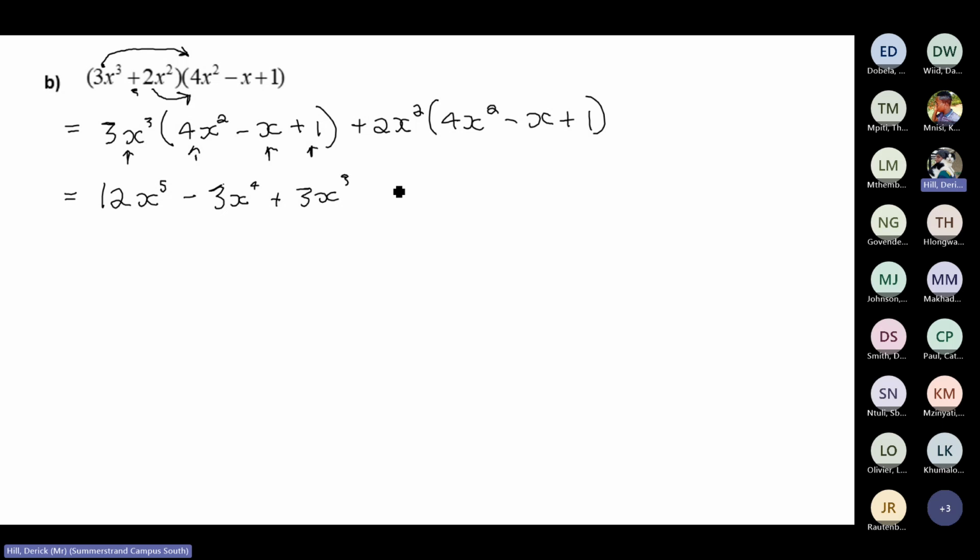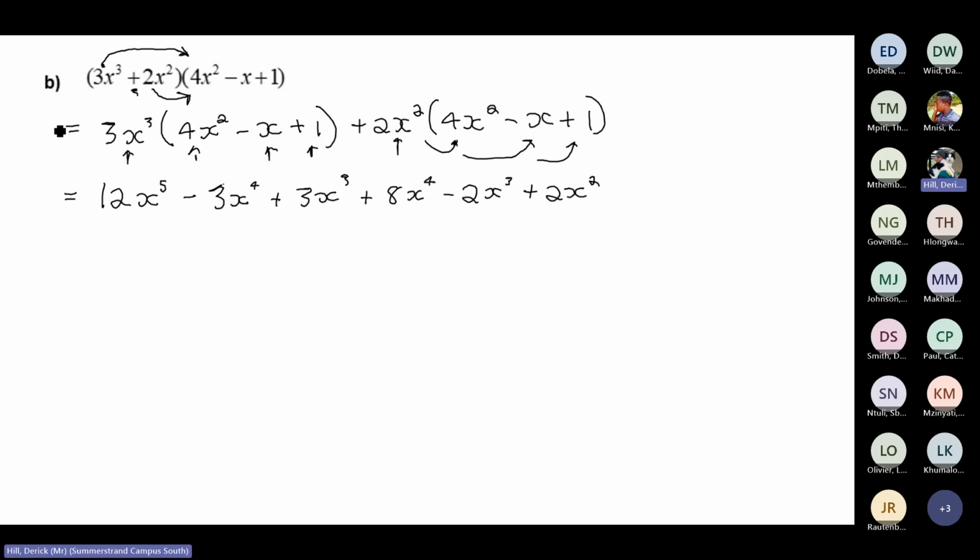Moving on to the next set of multiplications we have to do. We have 2x squared, and we want to multiply it by 4x squared, and then by minus x, and then by 1. So 2 times 4 gives me 8. x squared times x squared gives me x to the 4th power again. Minus 1 times 2 gives me minus 2. x squared times x gives me x cubed. And finally, 1 times 2x squared gives me a nice, neat 2x squared.